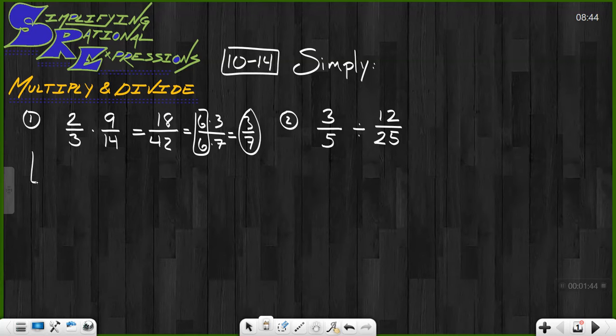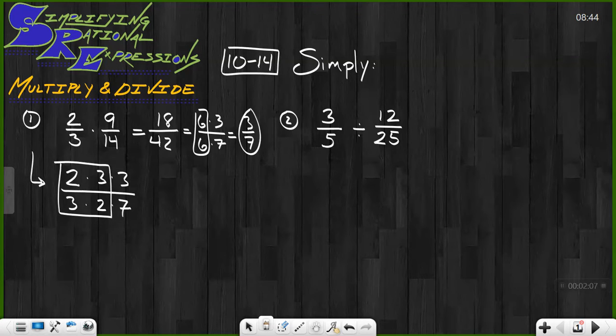So I'm just going to do this down this next line down here. What if on top I said, well, it's 2 times 9, but 9 can be rewritten as 3 times 3, right? And on bottom I've got 3 times 14, but 14 can be rewritten as 2 times 7. What do we notice right away? Well, I see that I've got the same numbers on both top and bottom. I've got this 2 times 3 on top and this 2 times 3 on the bottom. Both of those are 6.